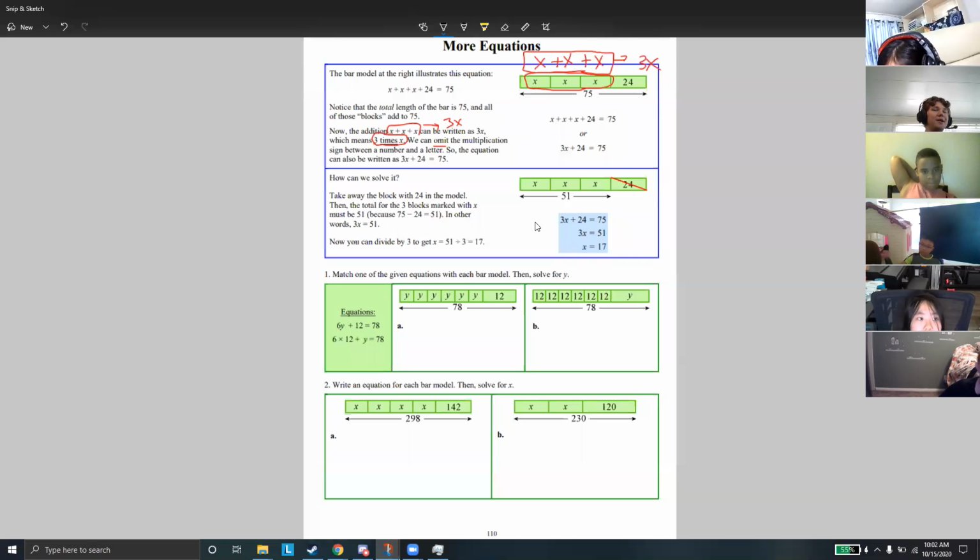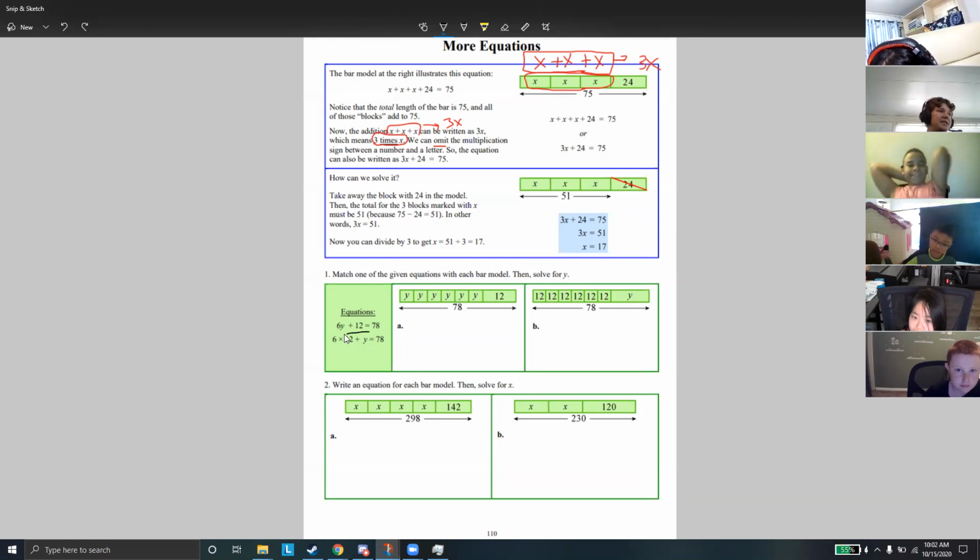Okay, so we're going to be working on our more equations worksheet. The plan for this video is to do 3 problems. So we're going to start with 1A, this one right here. So we have the equation and we also have the bar model.